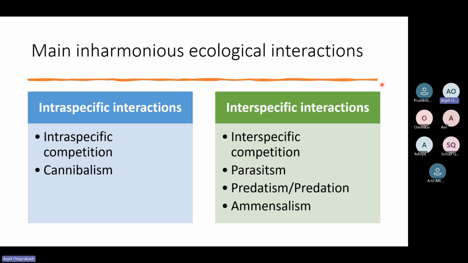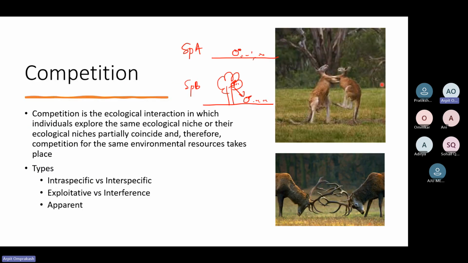Right. Inharmonious ecological interactions. Intraspecific inharmonious ecological interactions are intraspecific competition and cannibalism. Interspecific inharmonious interactions are interspecific competition, parasitism, predation, and amensalism. So competition is basically when two animals have the same ecological niche, they compete for that. And if it's partially or fully coinciding, then competition basically ensures that the species which is better at using the resource will survive.